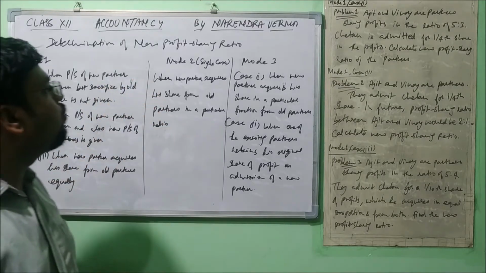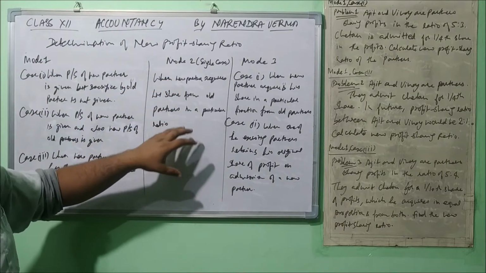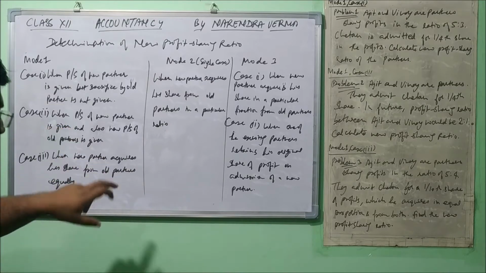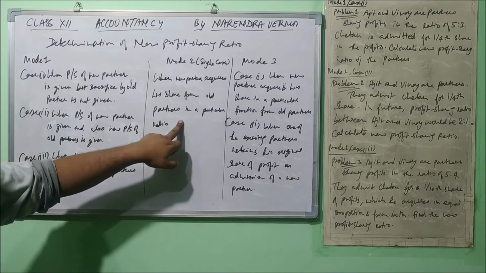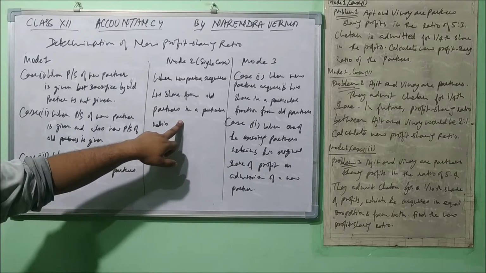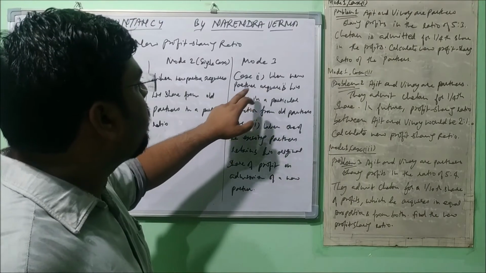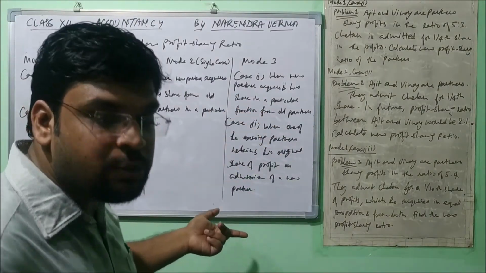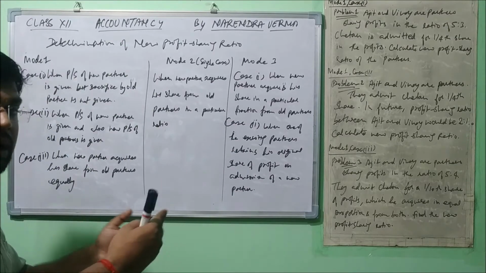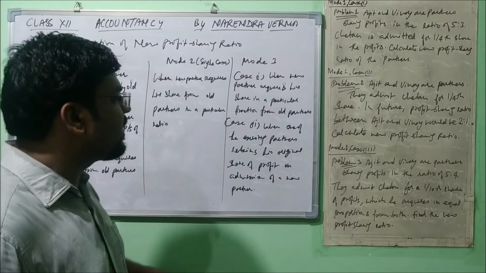Now the second mode: there is a single case here, when the new partner acquires his share from the old partners in a particular ratio. See, the first was equal; when it is not equal, this situation is applied, meaning in a particular share. Now mode 3, case 1: when the new partner acquires his share in a particular fraction of an old partner's share, like 1/3 of A's share, as explained in the example. That will be applied here. We'll see the numerical question.